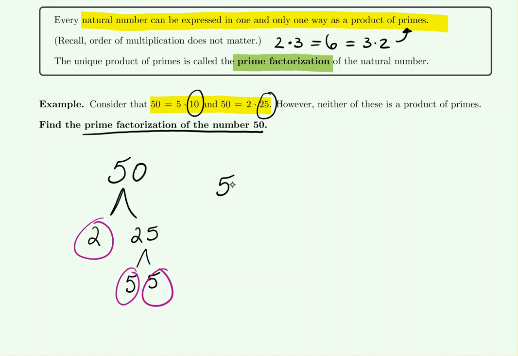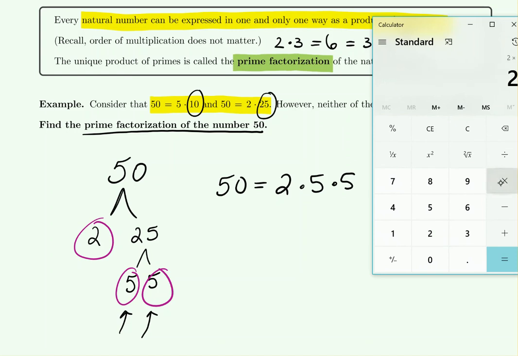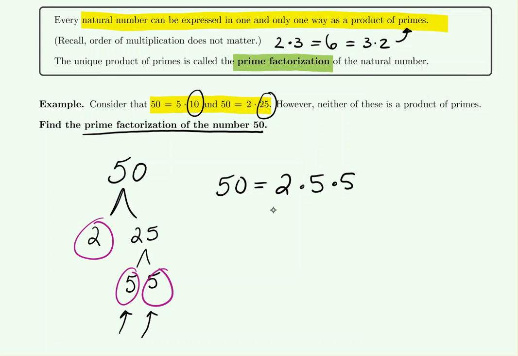So 50 is going to be equal to 2 times 5 times 5. Notice there were 2 factors of 5, so you would repeat it in the prime factorization. And there's a great way you can check your work here. 2 times 5 times 5: we'll know we got the right answer if, when we multiply this in the calculator, we get the original number we were looking at. So this is our prime factorization of 50.